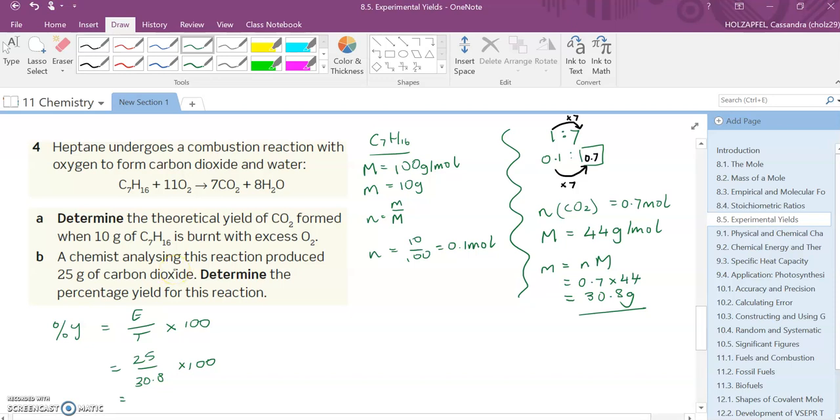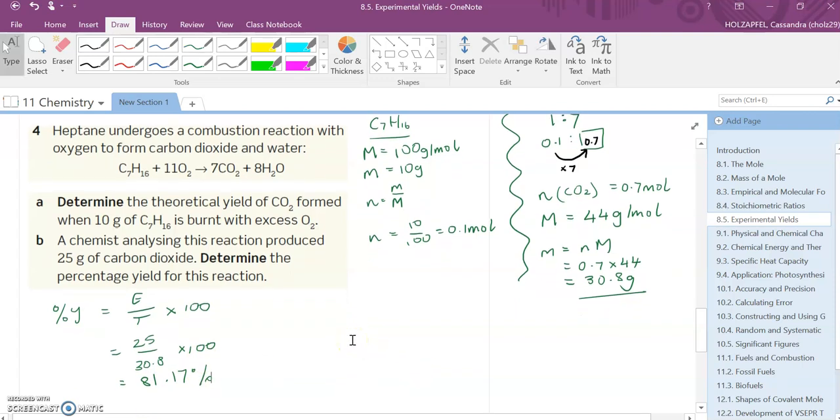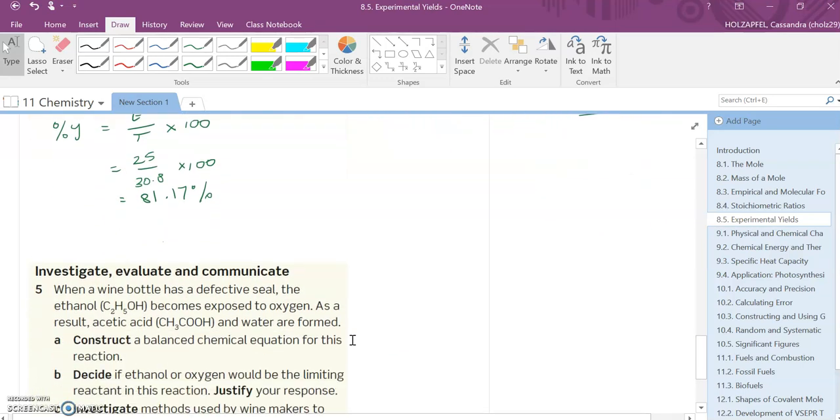Oops, I divided by 100, that was the wrong way. Let's try that again, shall we? Times by 100. 81.17%. That's a lot better. So the percentage yield for this reaction is 81.17%.